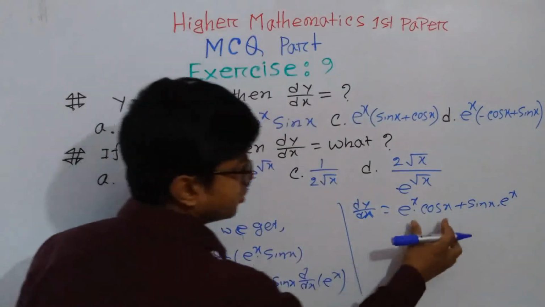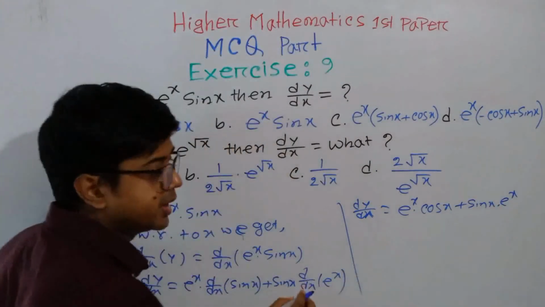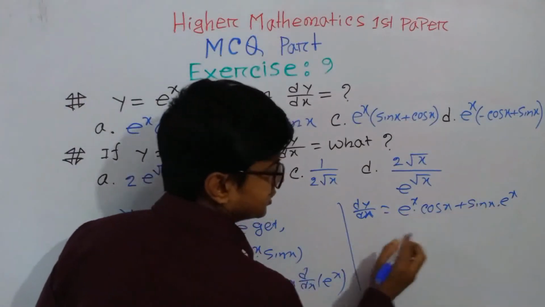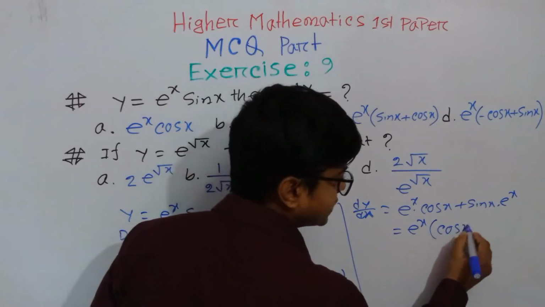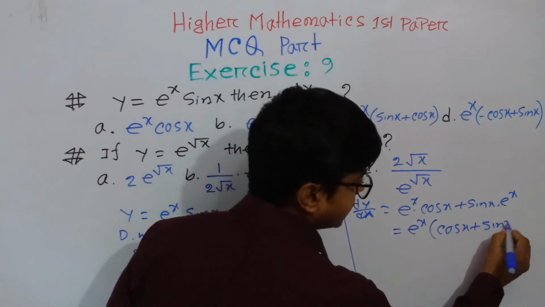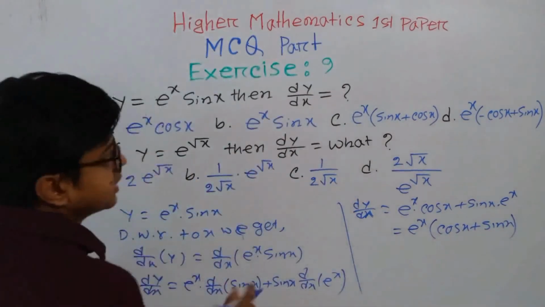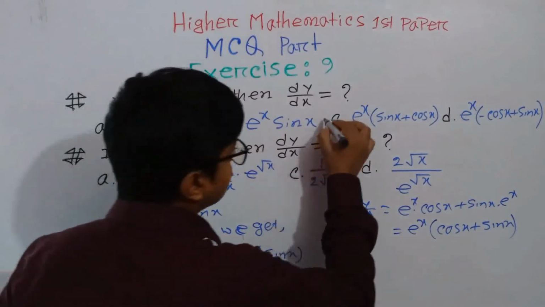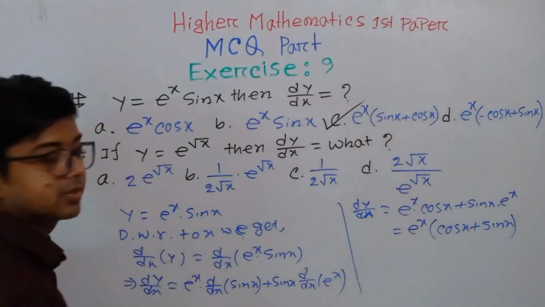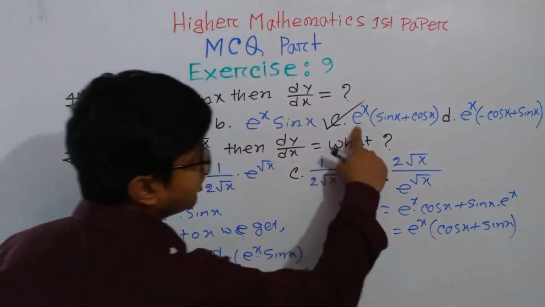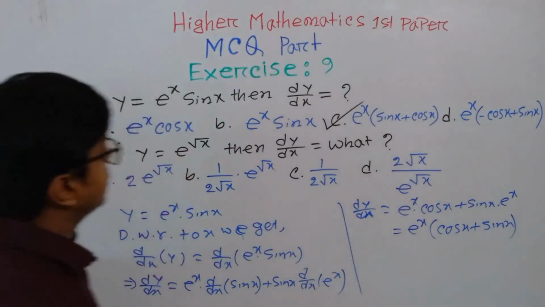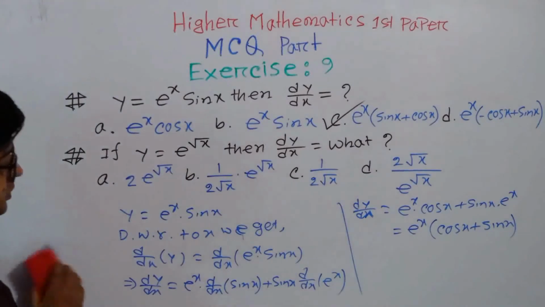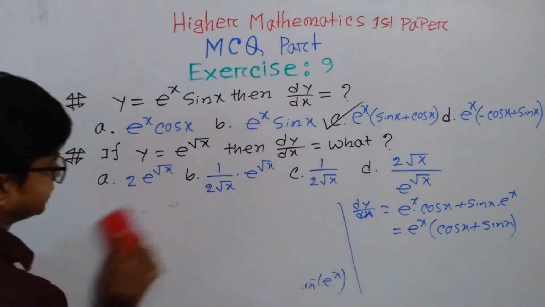and here we can take common e to the power x from these two parts. So our answer will be e to the power x (cos x plus sin x). So our answer is option number C: e to the power x into (sin x plus cos x). Now another question.